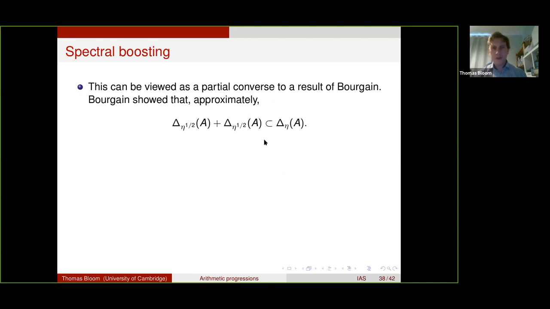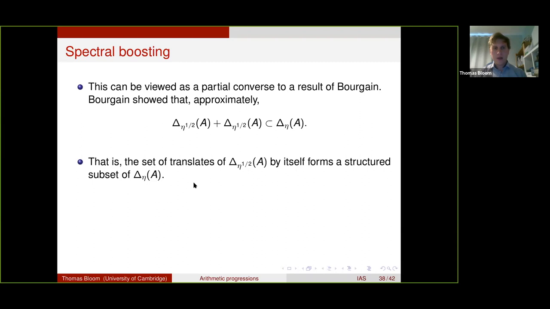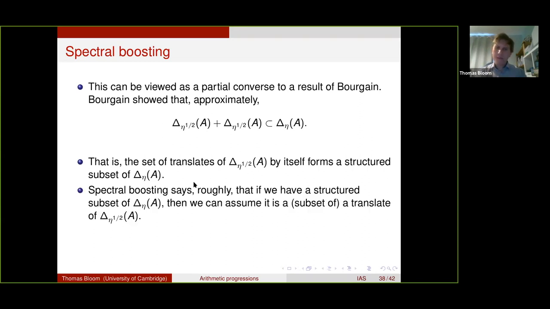Here's a good way to think about spectral boosting. It can be thought of as a partial converse to a result of Bourgain. Bourgain showed that approximately, if I have the eta to the 1/2 level spectrum and I add it to itself, that is mostly a subset of the eta level spectrum. So the eta level spectrum approximately contains this subset of the eta to the 1/2 level spectrum. In other words, the translates of the eta to the 1/2 level spectrum form a structured subset of the eta level spectrum. Spectral boosting, which we introduce in this paper, says that roughly the converse holds. If we have a structured subset of the eta level spectrum, it must be basically because it comes from a translate of the eta to the 1/2 level spectrum, or a subset of that.